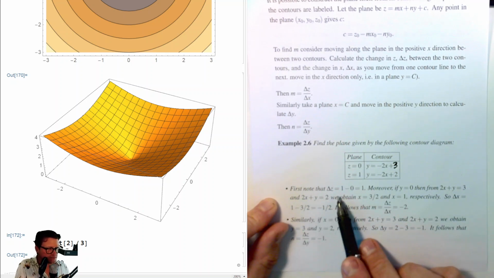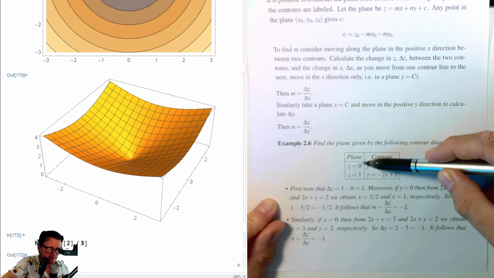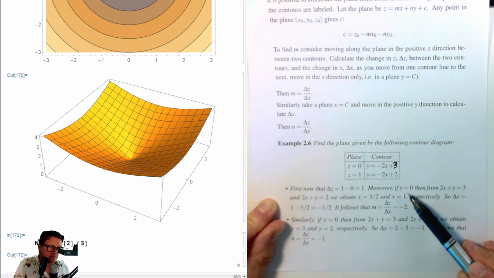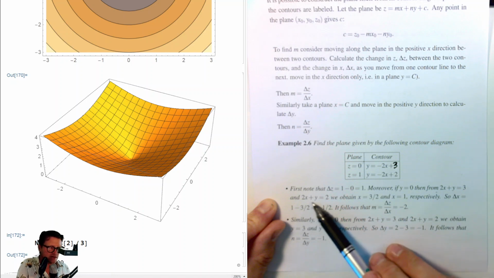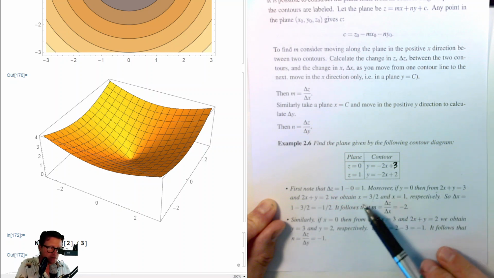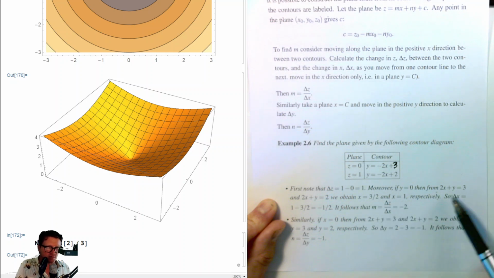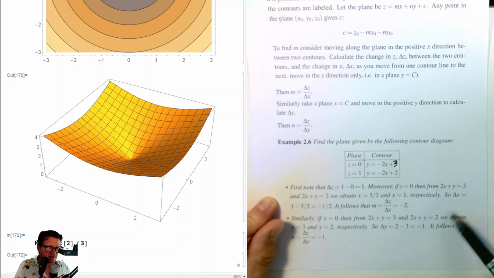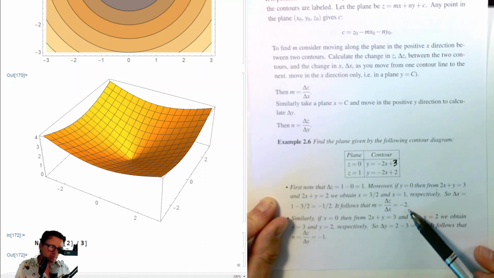Okay, so first note that delta z, the change in z between z equals 0 and z equals 1, is 1. Moreover, if y equals 0, then from 2x plus y equals 3 and 2x plus y equals 2, we obtain x is 3 over 2 and x is 1 respectively. So delta x is the difference of those, which is minus half. It follows then that m is equal to delta z on delta x, which is minus 2.